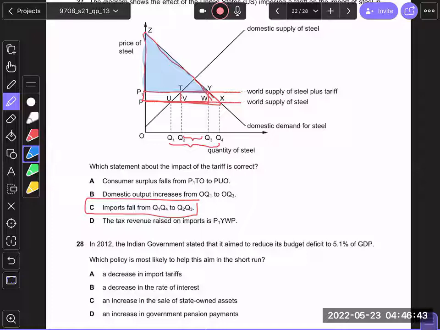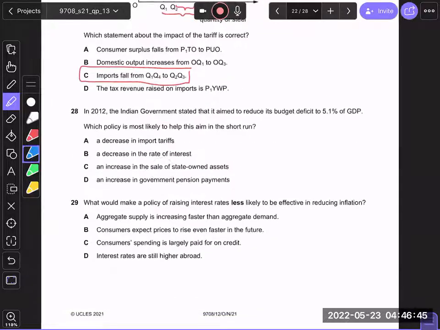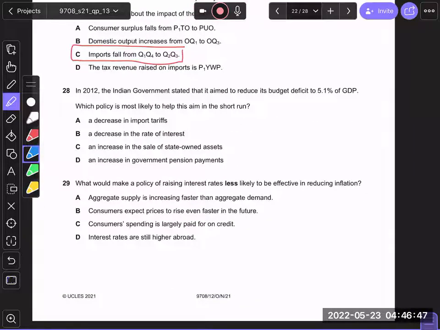In 2012, the Indian government stated that it aimed to reduce the budget deficit to 5.1% of the GDP. Which policy is most likely to help this aim in the short run? They have to reduce their budget deficit. So which policy will help them achieve this? A decrease in import tariff, a decrease in the rate of interest.